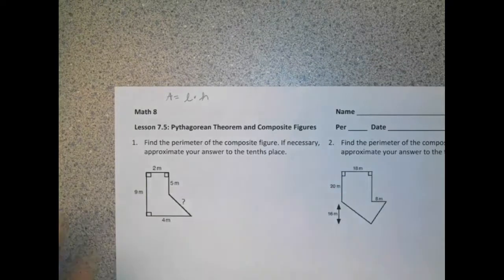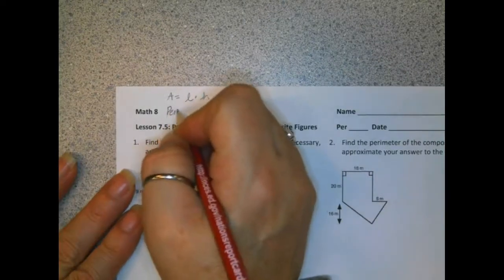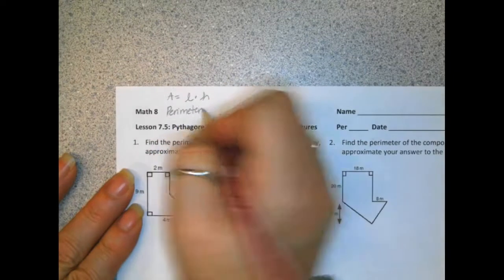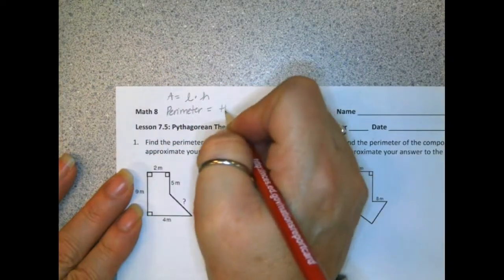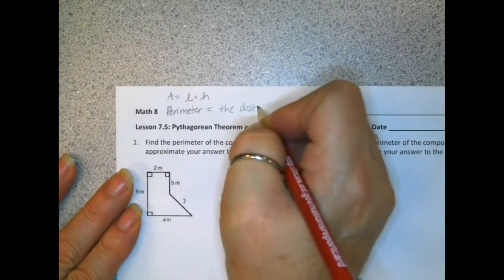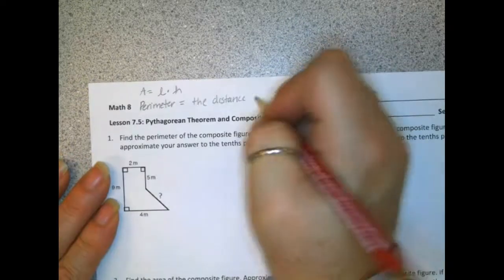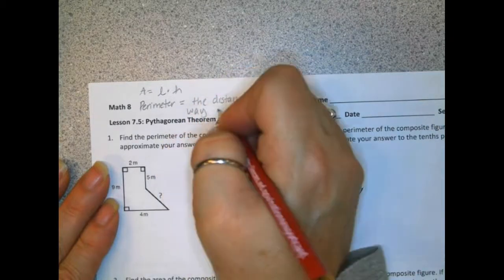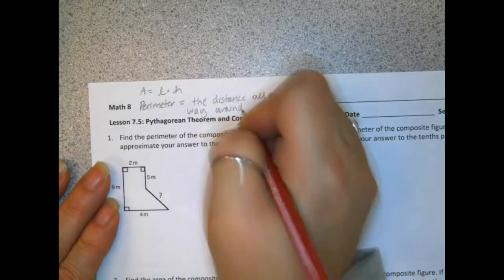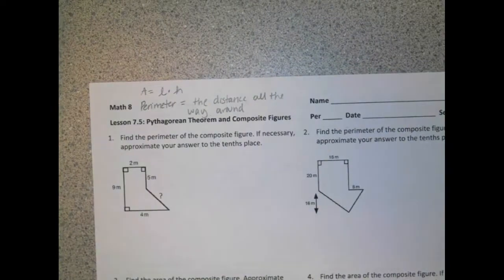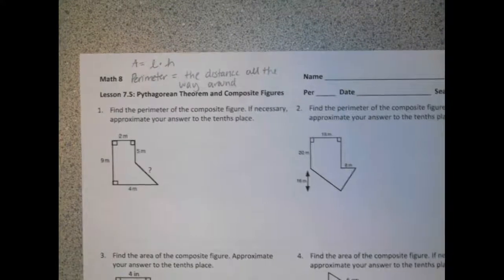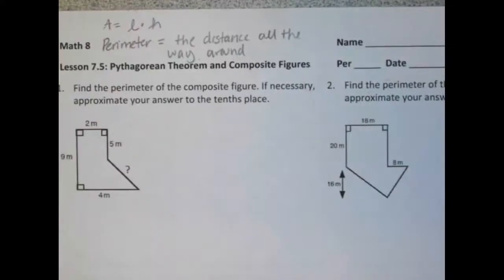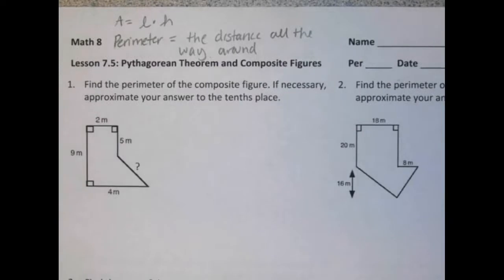For perimeter, I'm looking for, and you guys should be writing this down if I am, the distance all the way around. So you need to find the length of each side in order to find your perimeter. Okay, so that's super important.